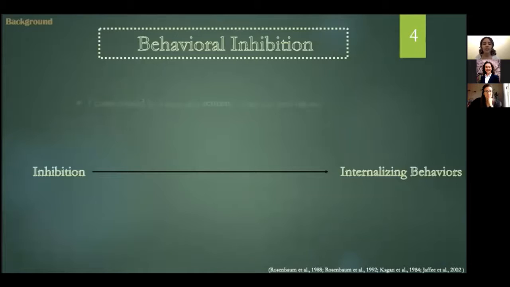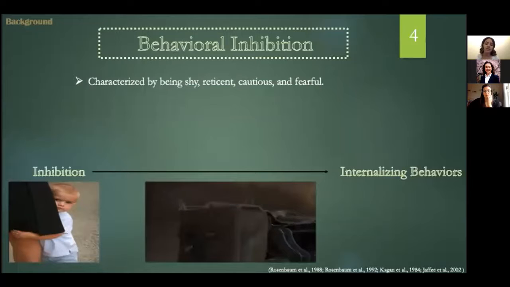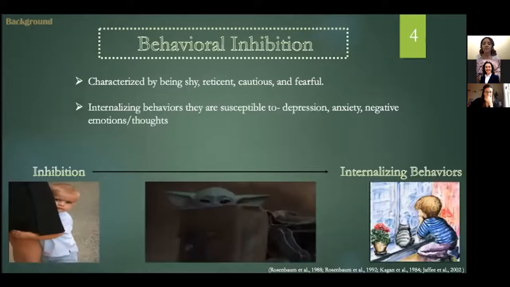Children who are inhibited are characterized as being shy, reticent, cautious, and fearful. They easily become distressed and have the tendency to withdraw in response to novel environments and unfamiliar people. It is this distress that puts inhibited children at risk for developing anxiety and depression. For example, inhibited children experiencing this fear and stress often have difficulties developing skills for coping with these negative emotions, and their inability to cope may turn into anxiety.